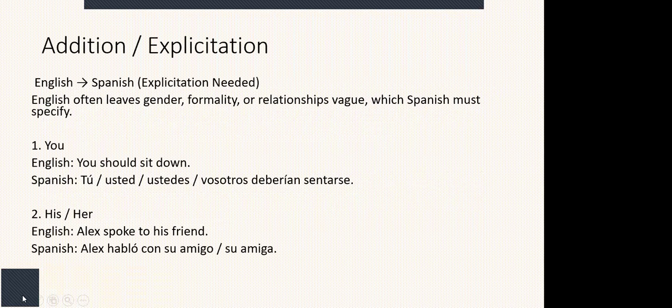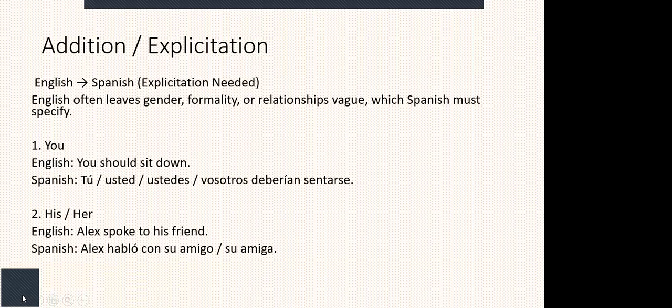Okay, here we have another name for addition. In translation studies, addition is also known as explicitation. This is another name for it. And in English to Spanish translation, explicitation or addition is necessary in some instances. I'm going to be referring to some of them for the sake of our discussion here. And if you know of others that you would like to bring in, please go ahead and do so.